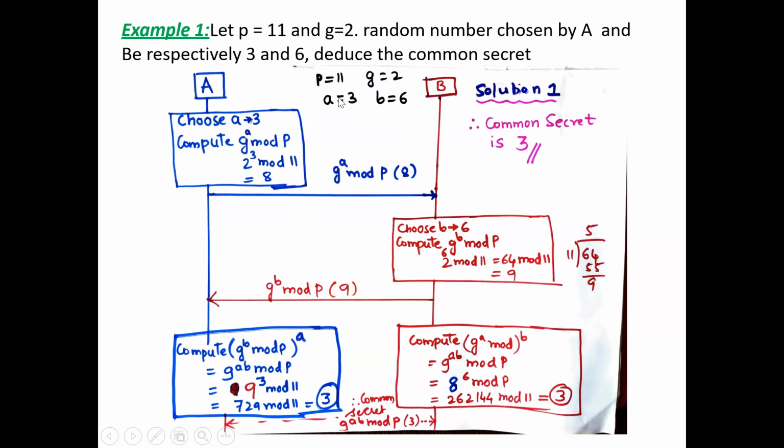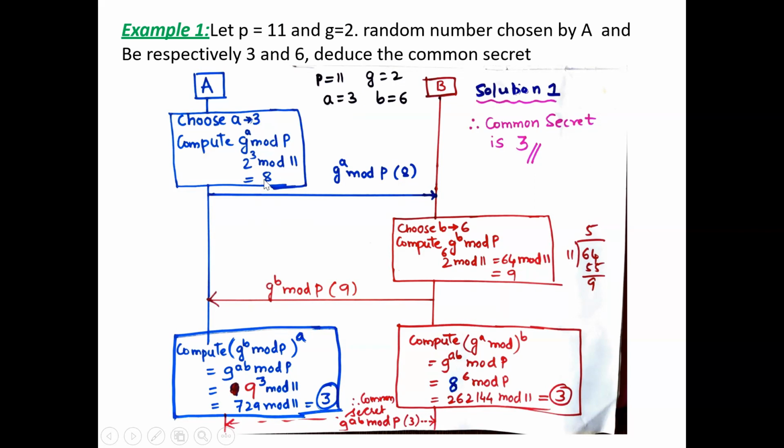What are the given values? The modulus value P is given, P equal to 11, and the generator or base value is given, that is 2. The random number chosen by A is 3, and the random number chosen by B, the receiver, is 6. Let us go through the algorithm. According to the algorithm, A has chosen its random number, that is 3. Then A has to compute G raised to A mod P, which is 2 raised to 3 mod 11. That is 8 mod 11, and obviously the answer is 8.